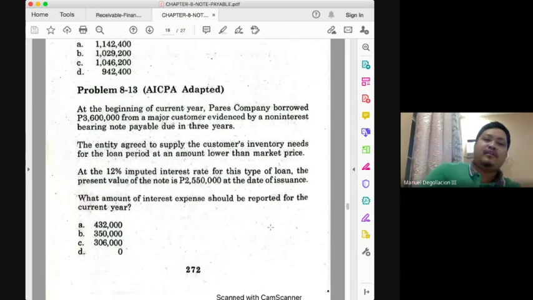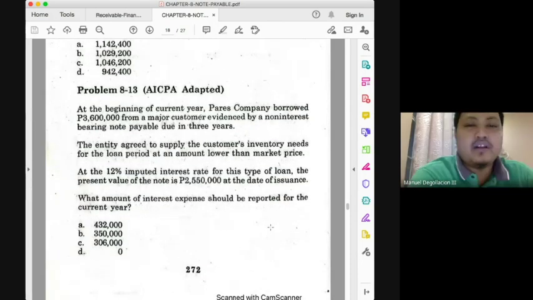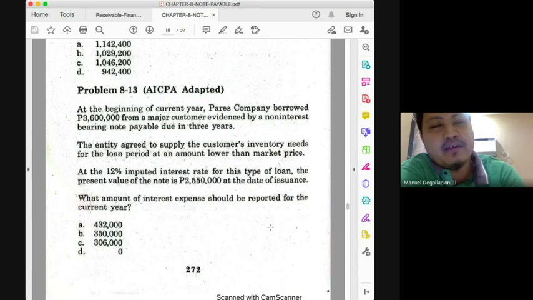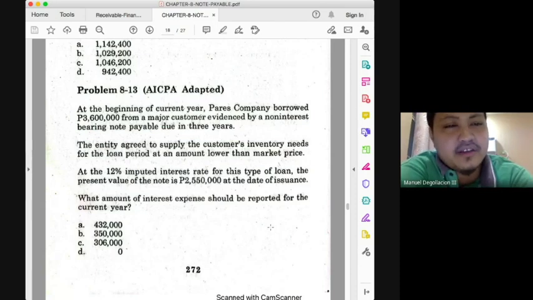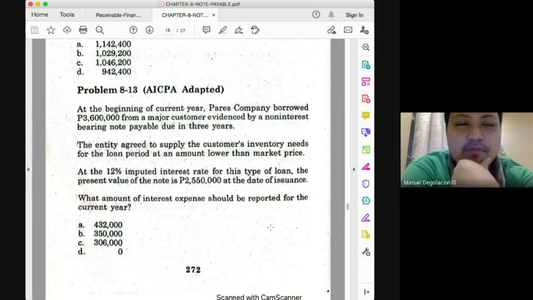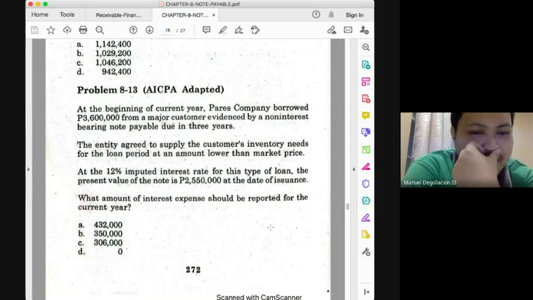At the beginning of the current year, Paros Company borrowed 3,600,000 from a major customer, evidenced by a non-interest bearing note payable due in 3 years. The entity agreed to supply the customer's inventory needs for the loan period at an amount lower than market price. At the 12% imputed interest rate for this type of loan, the present value of the note is 2,550,000 at the date of issuance.